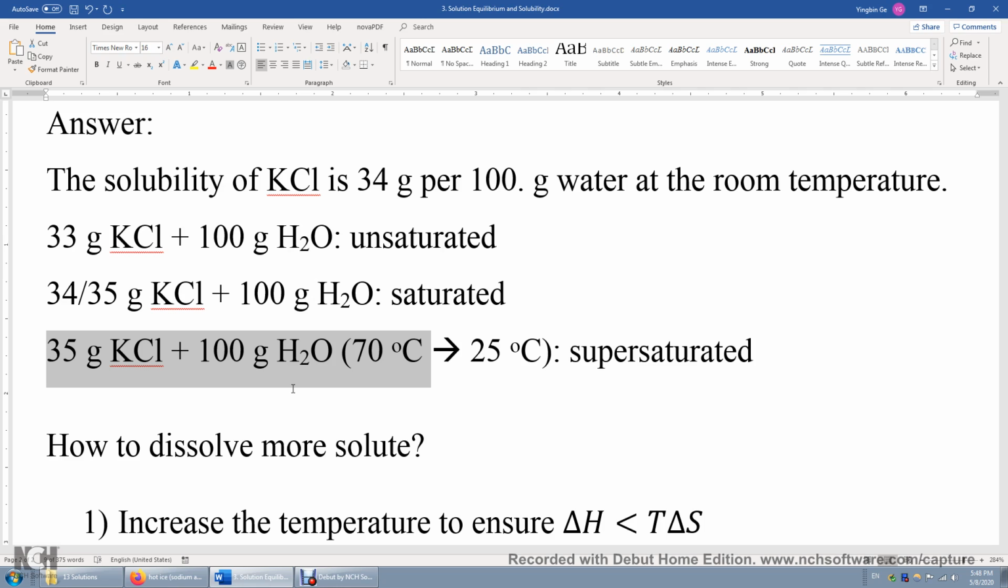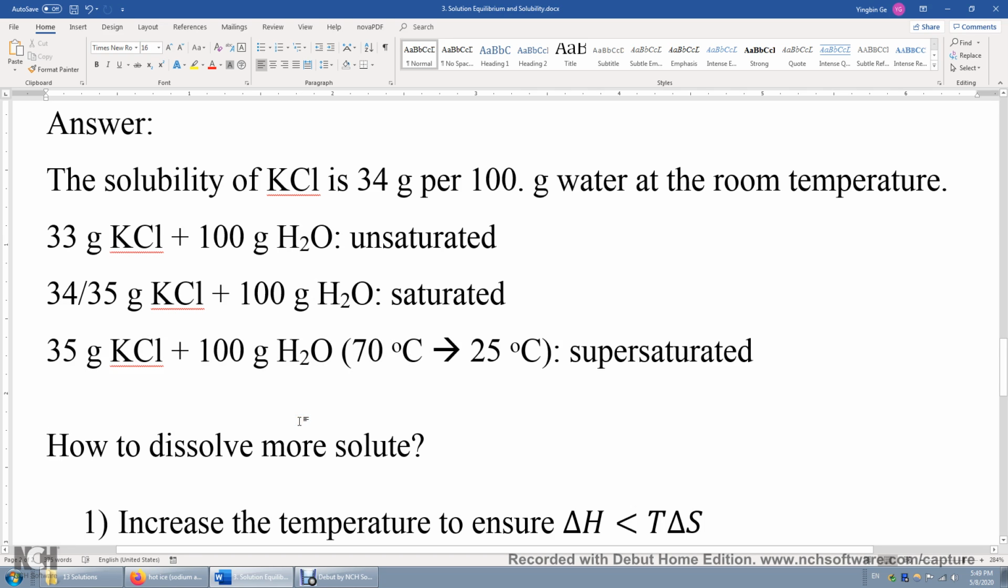Now we carefully cool this solution down back to 25 degrees Celsius. Supposedly only 34 can be dissolved, but now 35 grams of KCl is actually dissolved. It's called supersaturated. It's highly unstable, and you can add just a tiny bit of KCl in the solution to precipitate out this 1 gram of KCl. Another way is to just gently disturb the solution, or maybe just scratch the inside surface of the container. It's to create some energy for this crystallization to take place.